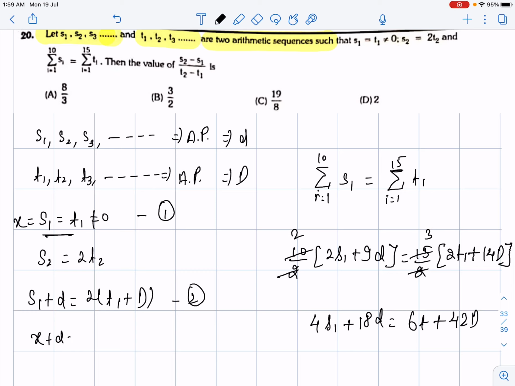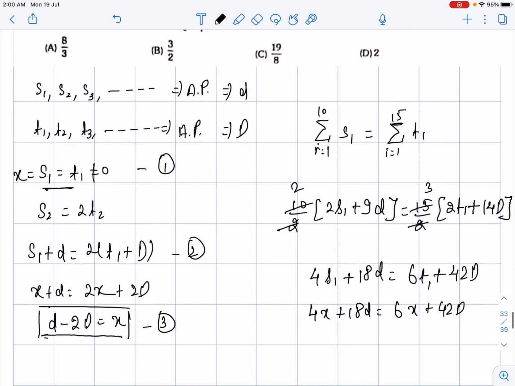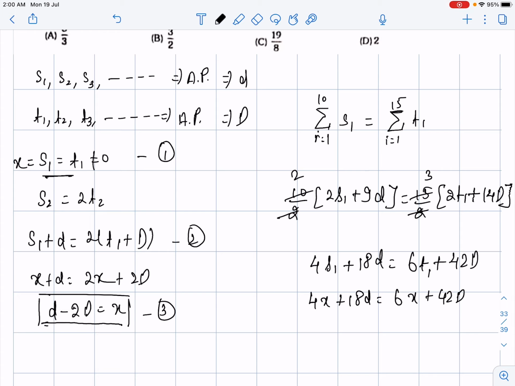So x plus d will become what? 2x plus 2D. So we get d minus 2D is equal to x over here. Hope you guys got my point. Let it be our third expression. Now I'll write the value of s1 and t1 as x because we have assumed it. So 4x plus 18d is equal to 6x plus 42D. So we get 18d minus 42D is equal to 2x over here.